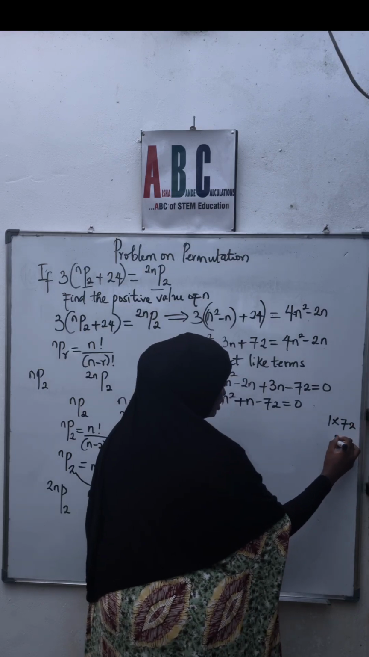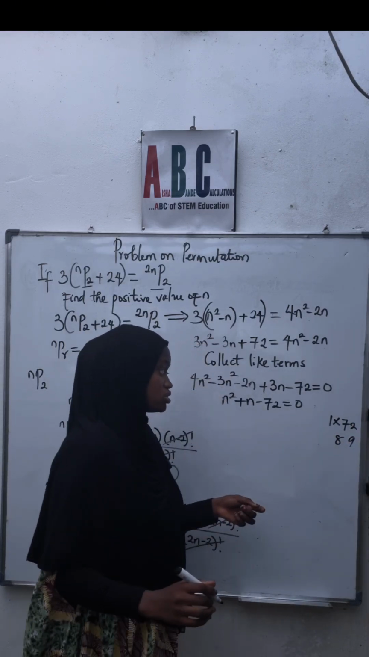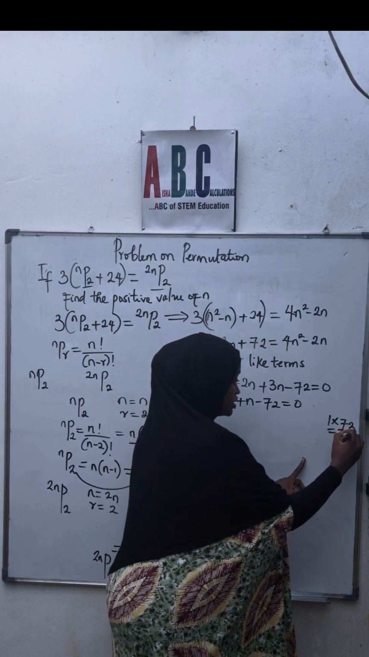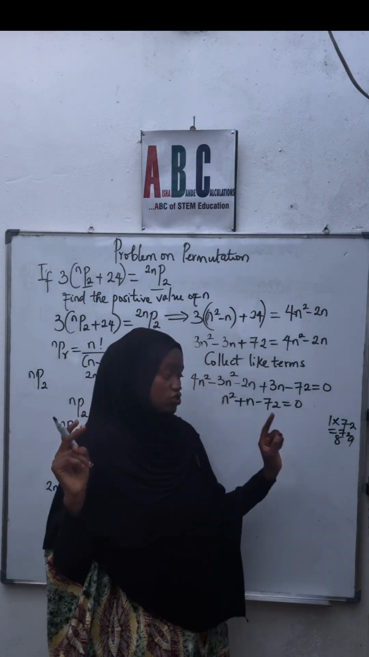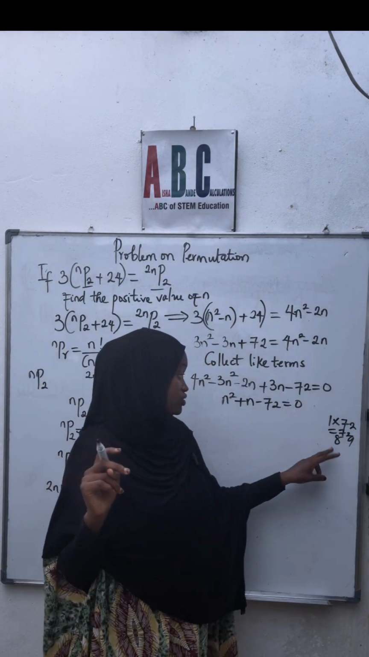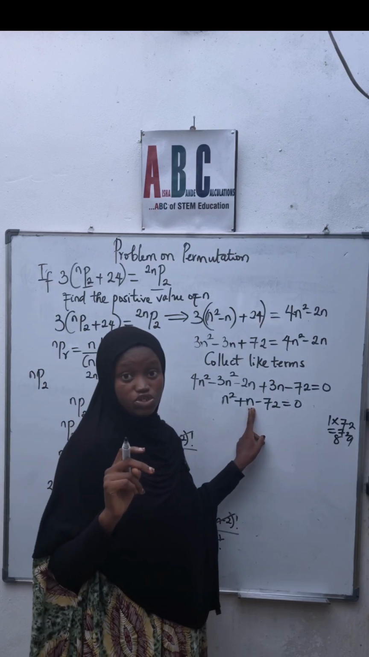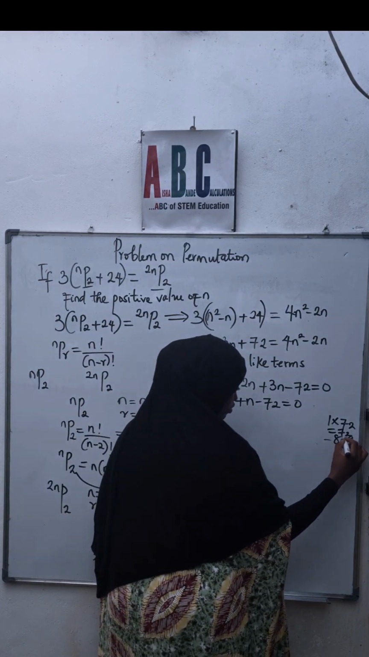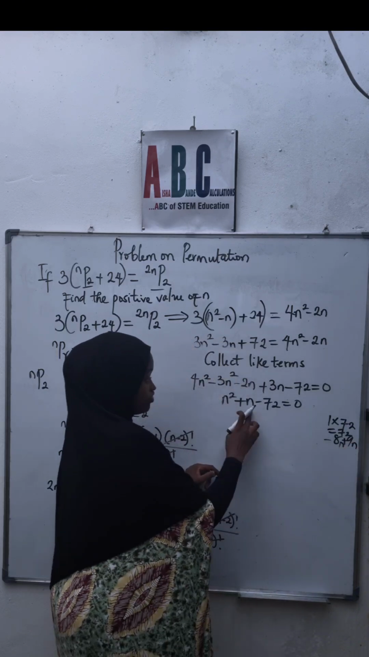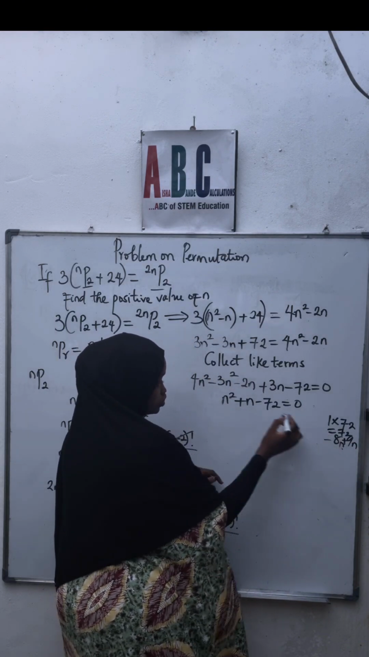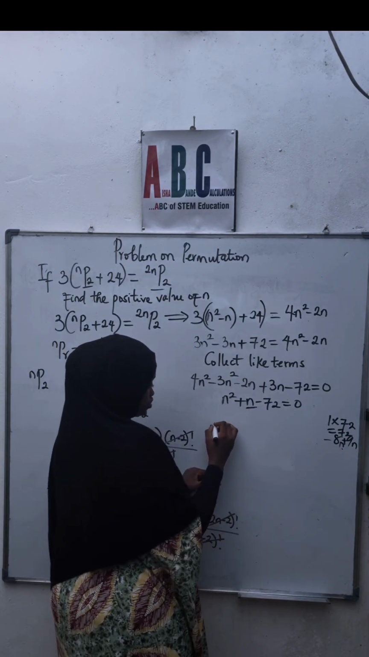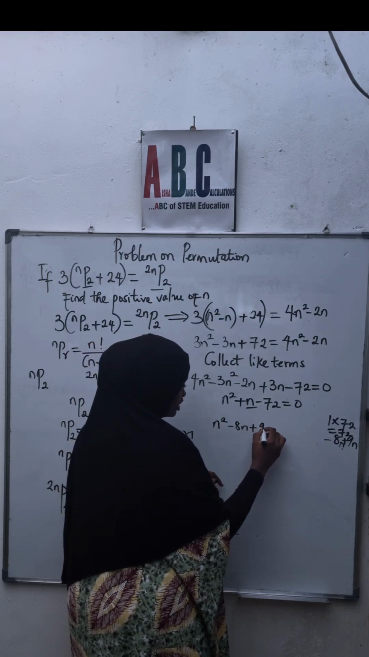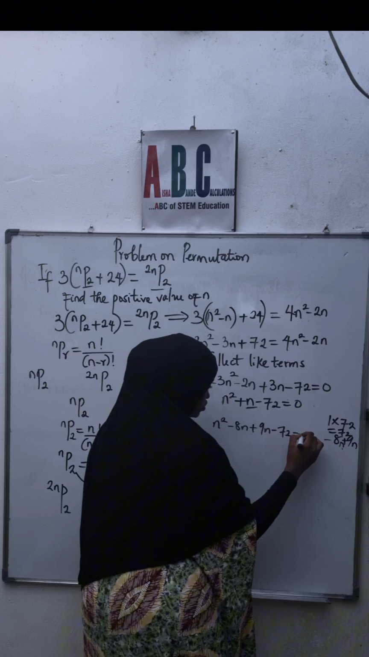So I'm going to use 8 and 9, which are two factors of 72, because 1 times 72 will give me 72, right? So two factors of 72, we have 8 and 9. So I can use 8 and 9 to get the middle term here, which is 1. Okay, so if I say minus 8n plus 9n, that will give me n. So I'm going to substitute these two for the n. So this becomes n squared minus 8n plus 9n minus 72 equals 0.